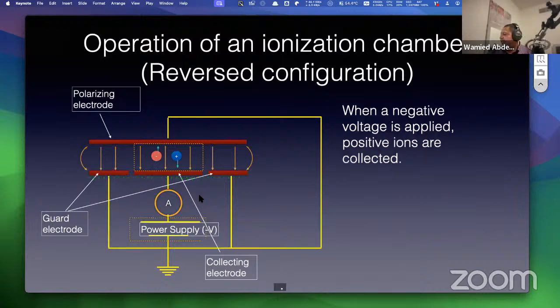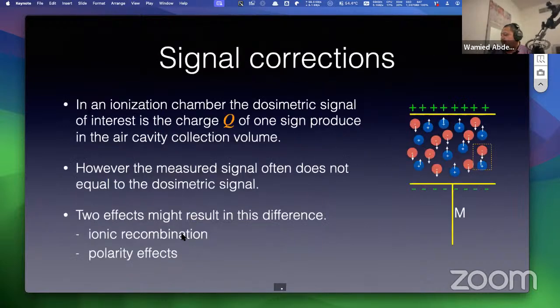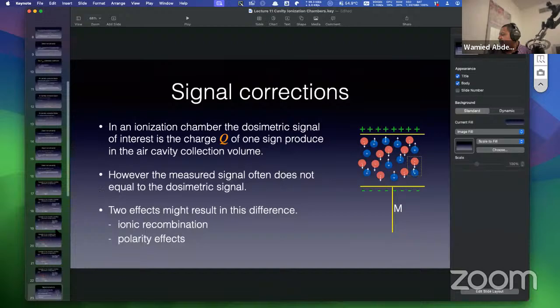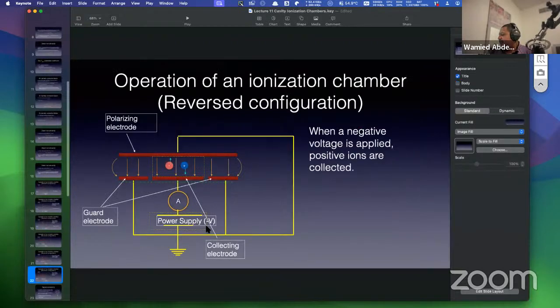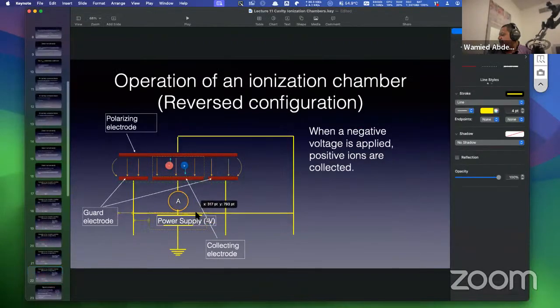If we reverse, just quickly. Sometimes I just copy and paste and take care of the text, but not the drawing. I apologize for this.